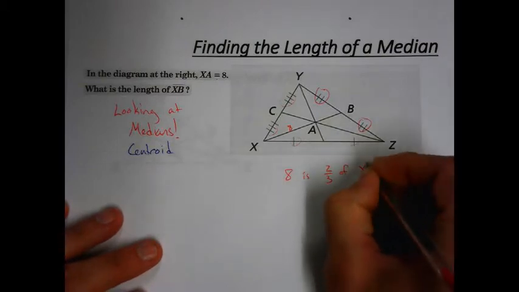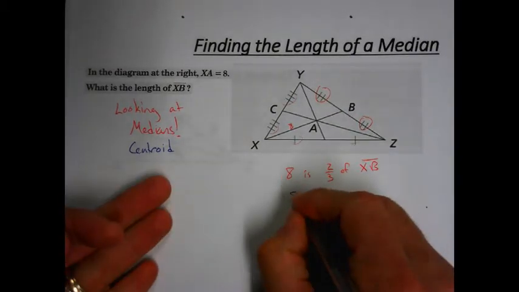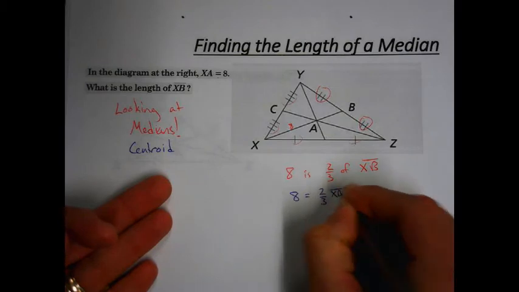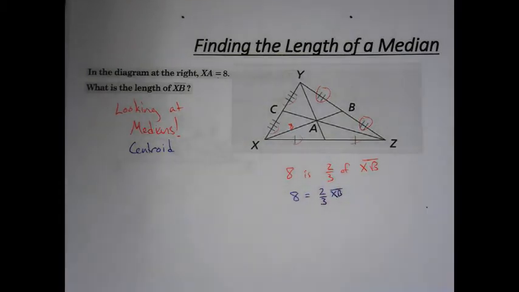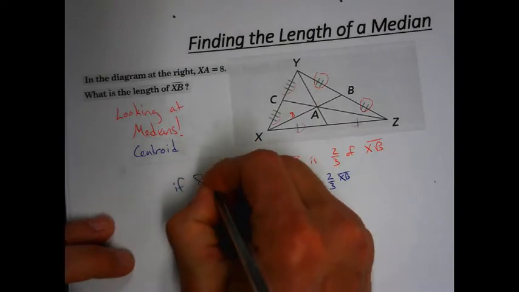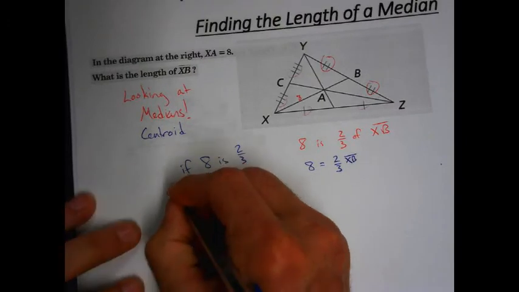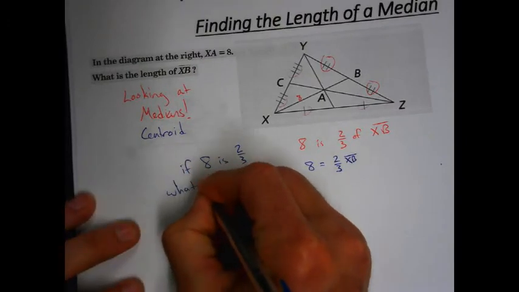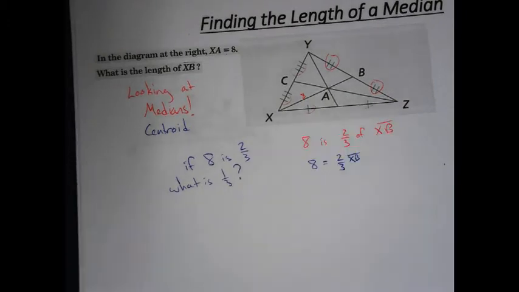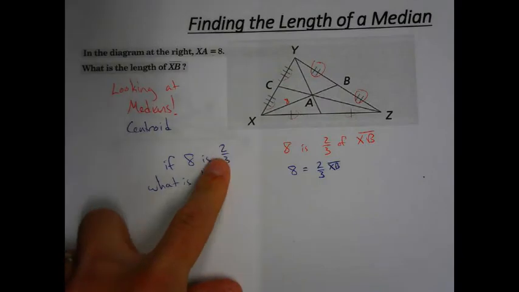Now, we can use an equation for that, right? We could say 8 equals 2/3 of XB, and then use algebra, but there's an easier way. If 8 is 2/3, okay, so we got to think now. Put your thinking caps on. What is 1/3? If 8 is 2/3, how much is 1/3? Okay, so 2 pieces make 8. How much is 1 piece?